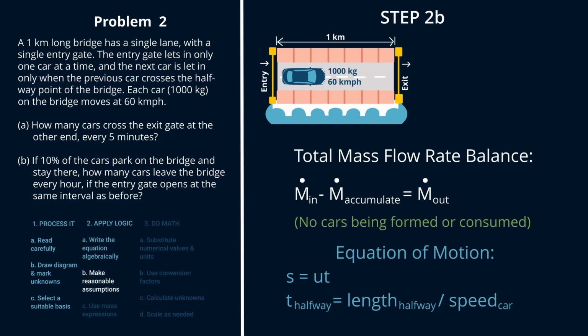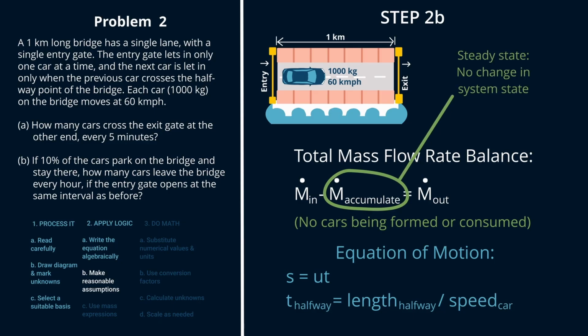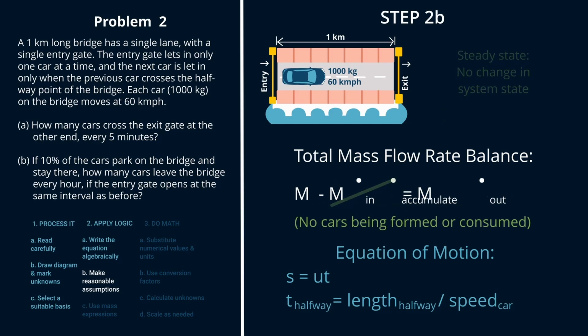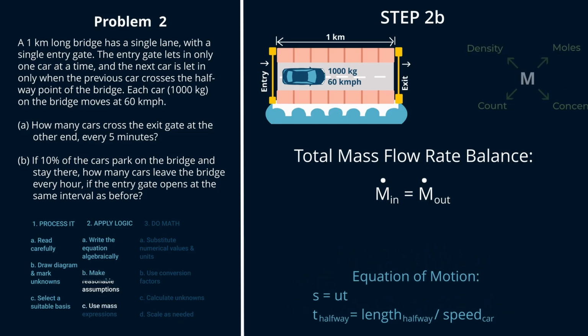We have information about the mass input and we need to calculate the mass output, but we have no data about the mass accumulation. With no information provided in the first part of the problem to suggest mass accumulation, we can make a reasonable assumption that the system is operating at steady state and no mass is accumulating.